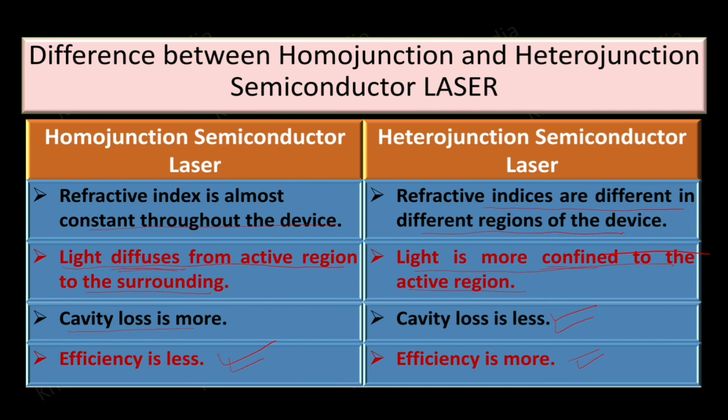You may get a question in your exam that asks you to write a few differences, like 3 or 4 or 2 differences, between homojunction and heterojunction semiconductor laser. You can write a few of these, whatever number is asked, like 3 or 4, you can take those differences from here and write them in your exam.